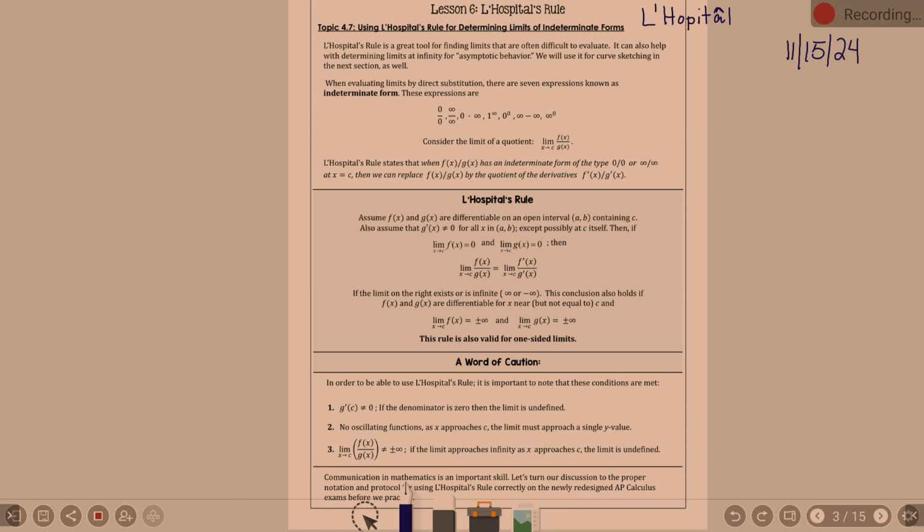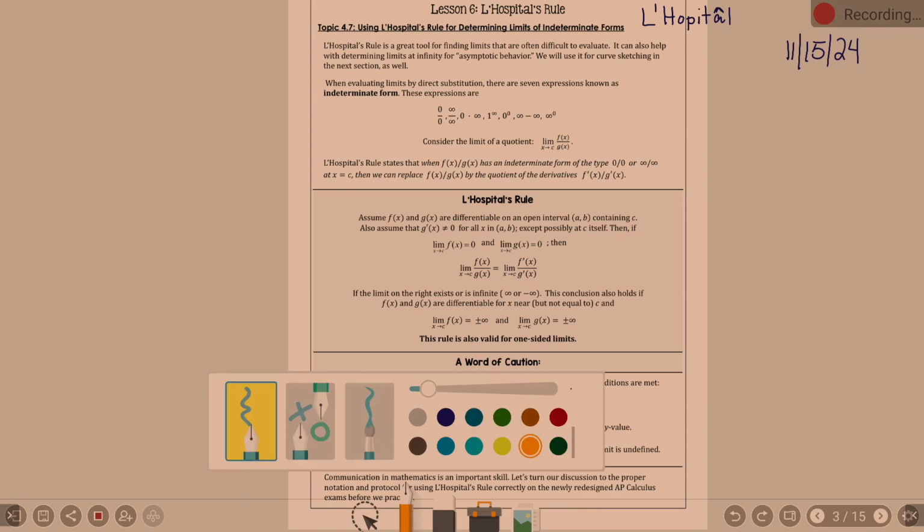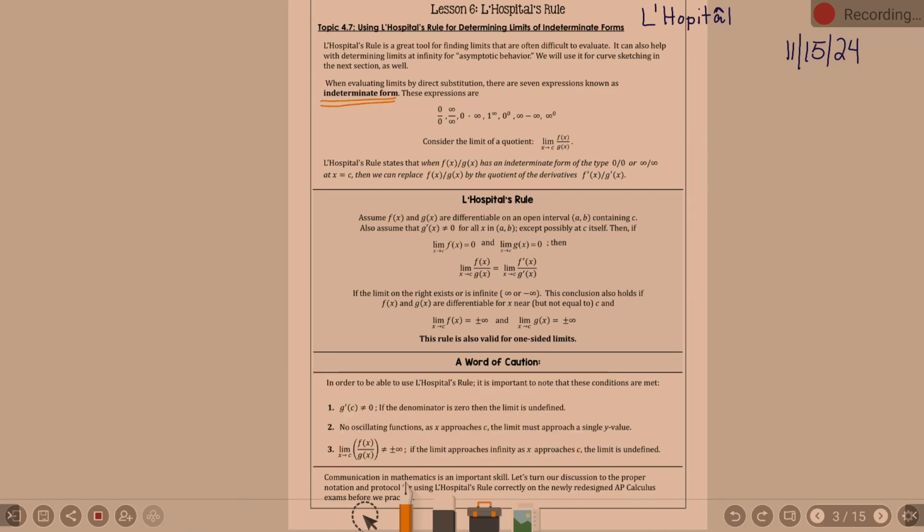So when evaluating limits by direct substitution, our first go-to method was, when you take the limit as x approaches 4, we would try and take 4 and plug it into whatever that equation was. Now, that didn't always work. Sometimes we got forms that didn't work. The types of forms that didn't work are what we call indeterminate forms. The most common ones were 0 over 0 and infinity over infinity. When we got those forms, we had to back up and try another method.